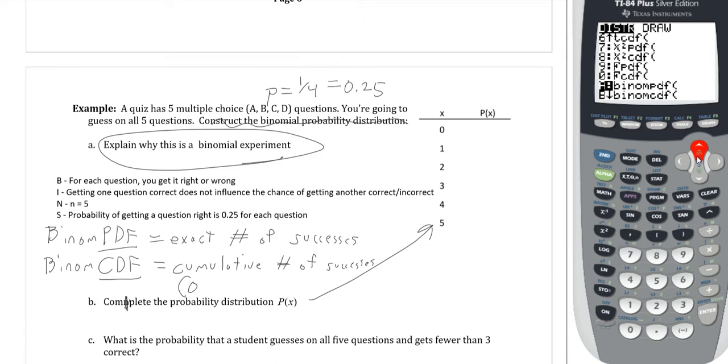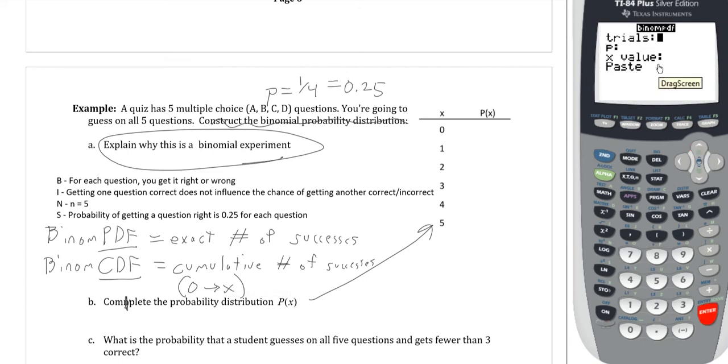Explicitly, it's from 0 up to x. So from 0 successes up to however many successes we indicate. That is sometimes useful if we need to add a lot of probabilities together. Binomcdf can help us skip a couple steps. However, in this case, when we're building the probability distribution, we want the probability for each of them, so we're just going to do Binompdf. So that's what I'm going to do over here.